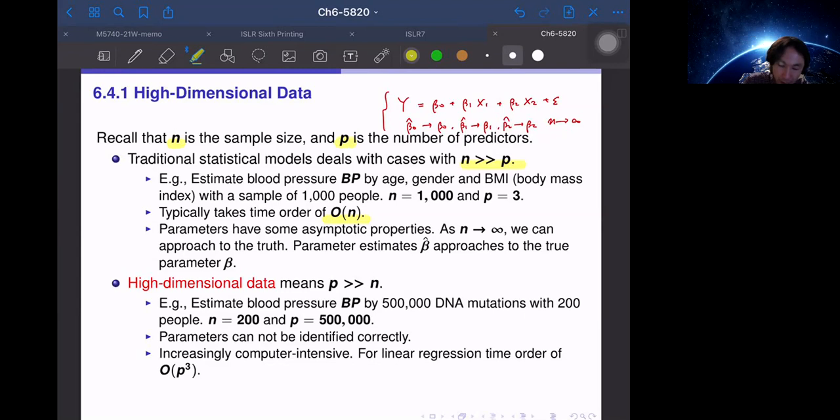But these days we have more data with large p and small n, so more variables. For example, estimating blood pressure from 500,000 DNA mutations with 200 people. That is a typical case. From each person, we have a large amount of data, but the sample size is very small. P is 500,000, n is 200. And in this case, we cannot estimate the parameters, right?